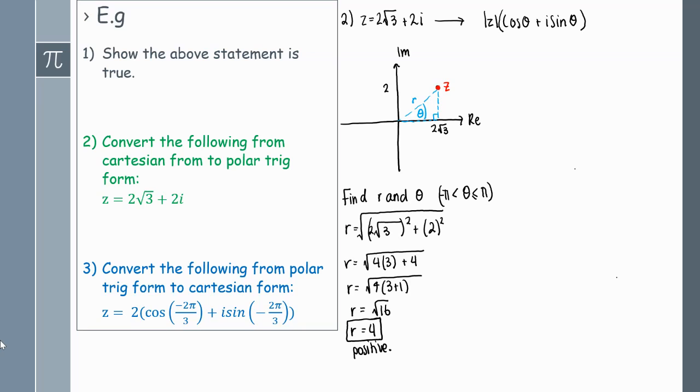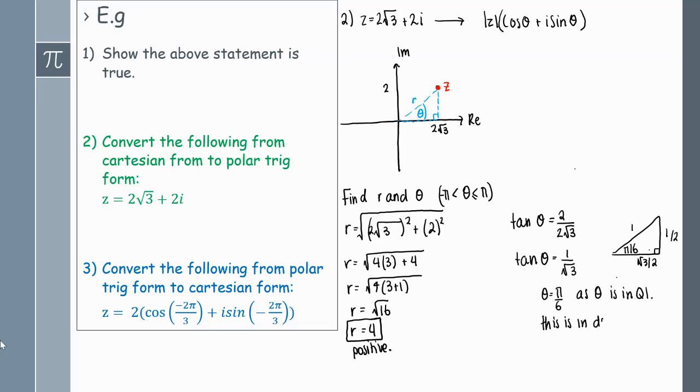Now let's find theta. I'm going to use tan to do this. So remember that tan of theta would be opposite over adjacent, or 2 over 2 root 3. We can simplify this a little bit, so we get tan theta is equal to 1 on root 3. And you can use the identity triangles that you know. So tan theta equals 1 over root 3, and theta, using my identity triangle, is pi on 6. And it's in quadrant 1, so that's great. And because it's pi on 6, this is also in the domain of the principal argument, so I can leave it as it is.